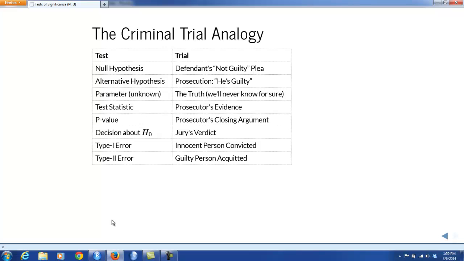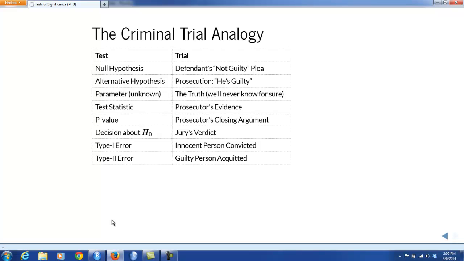In a test of significance, a test statistic gives a numerical summary of how much evidence the data is providing against the null hypothesis. Large test statistics tend to provide lots of evidence against the null. So the test statistic is essentially like the prosecutor's evidence against the defendant in a criminal trial. In a test of significance, there's a p-value: the chance of getting data like what we've got if the null is really right.